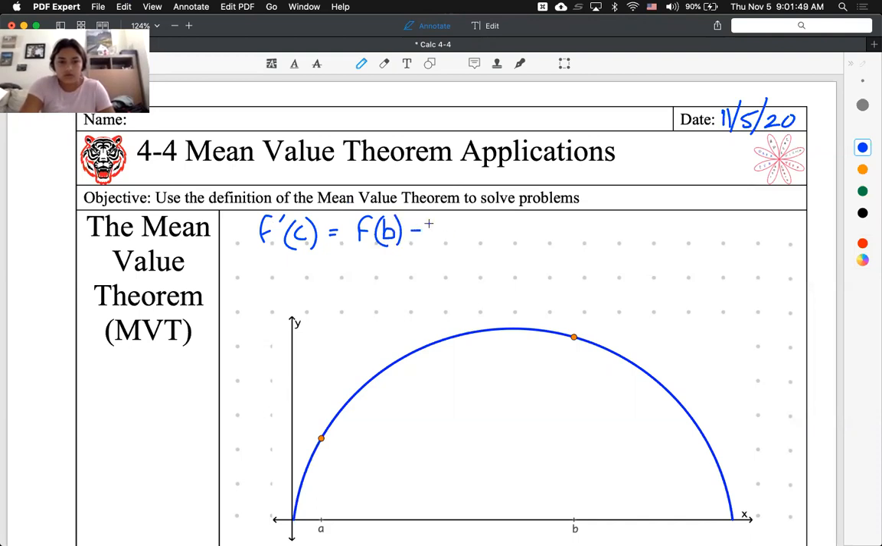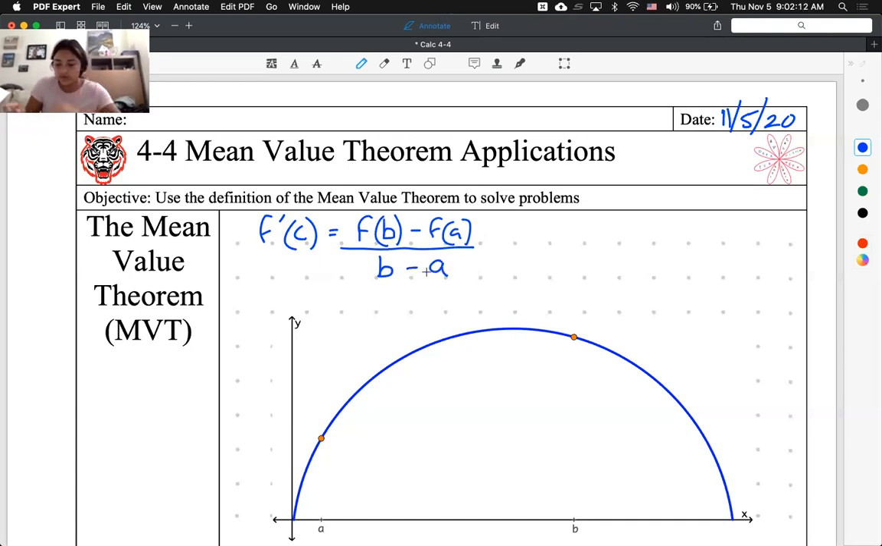F of B minus F of A, all over B minus A. I forgot this part. It's going to be just these inside pieces. Okay, so F of B minus F of A, all over B minus A. You want to say, yeah, nice.